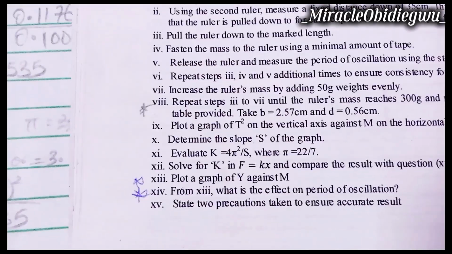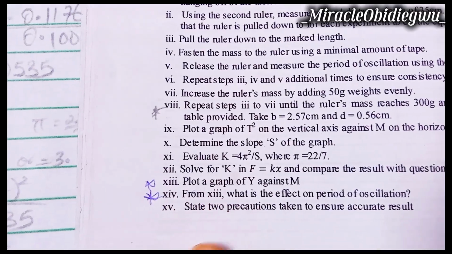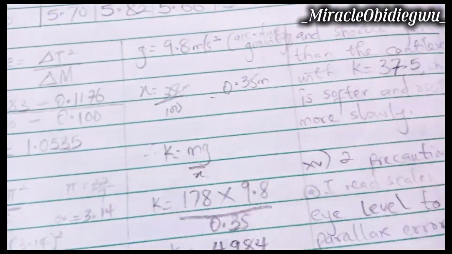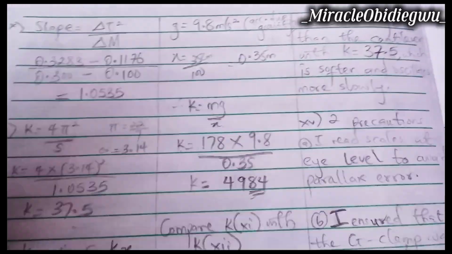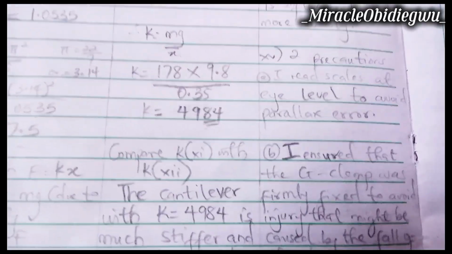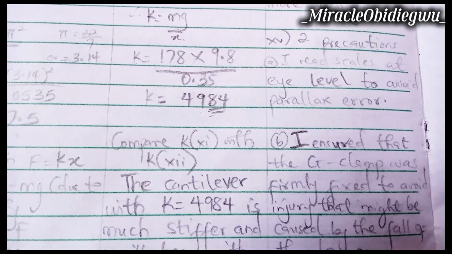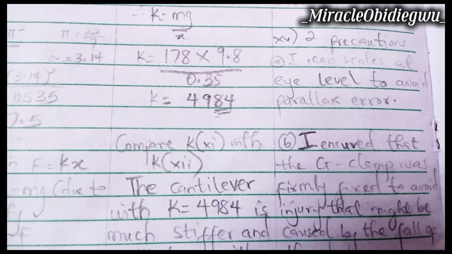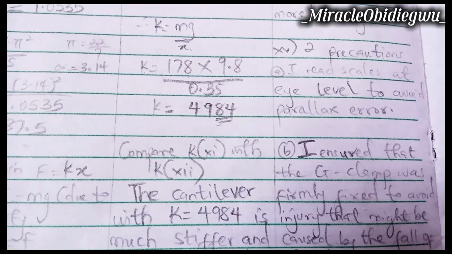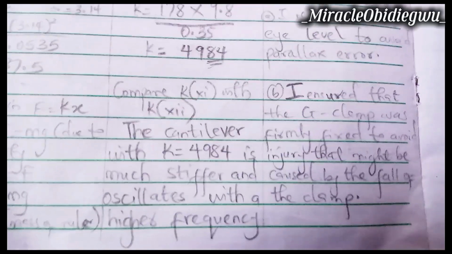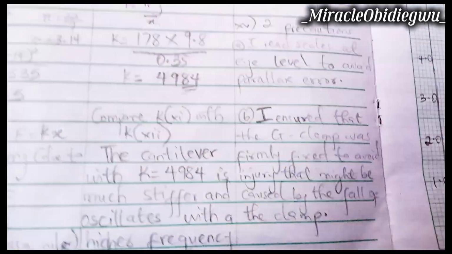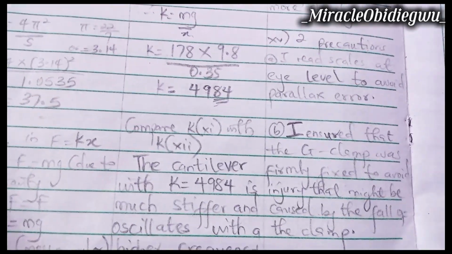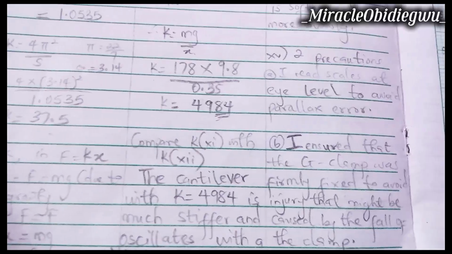The next question says, we skipped SIII and SIV, right? State two precautions to ensure accurate results. We can browse precautions needed for working with an oscillating cantilever. The ones I got: I read the scale at eye level to avoid parallax error, like when reading your scale on the table. Then I ensured that the G-clamp was firmly fixed to avoid injury that might be caused by the fall of the clamp. You can also browse more precautions and get it right, and put a reason behind it.